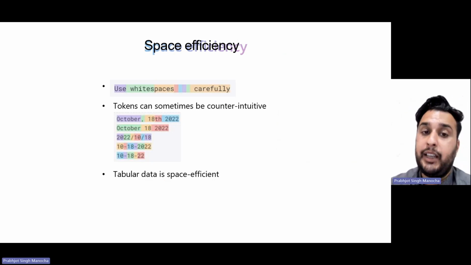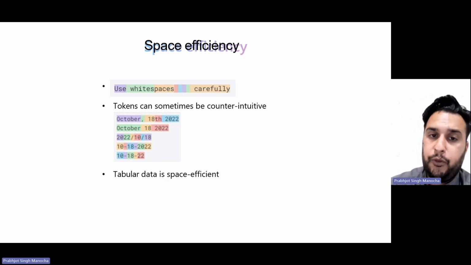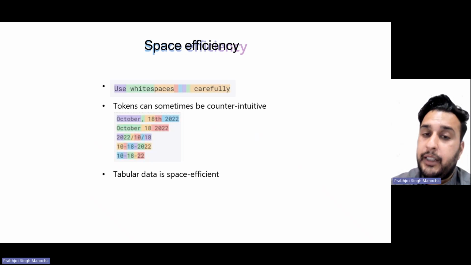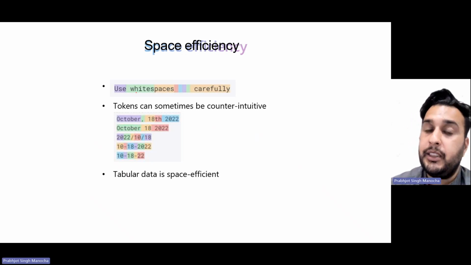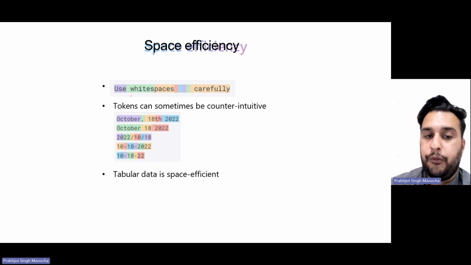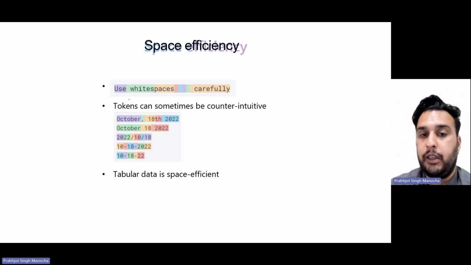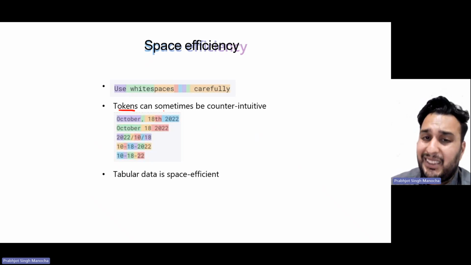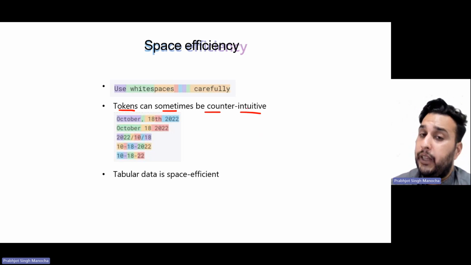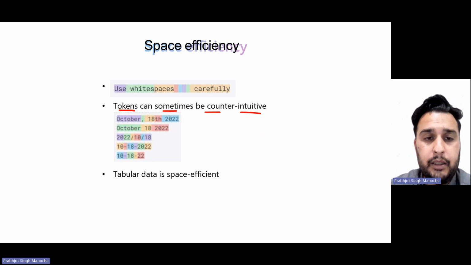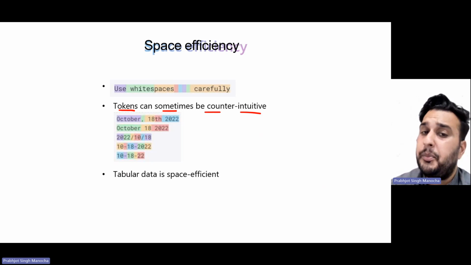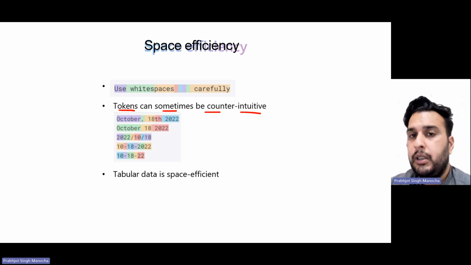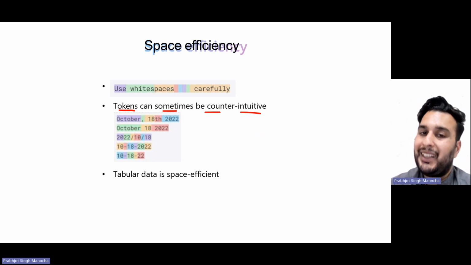Space efficiency also matters. In the prompts that we are giving, it is very important to use white spaces very carefully, and to be careful about the format we are giving, because tokens can sometimes be counterintuitive. They have their own assumptions also. So it becomes very important to use space efficiently, in a better way, so that it can help in understanding more easily.